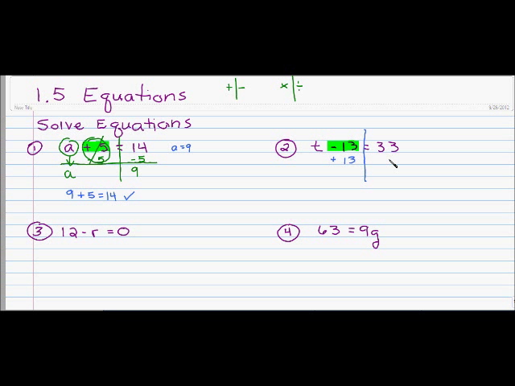What I do to one side, I have to do to the other side. And now I can solve. I did not do anything to the t, my variable, so I bring that down. That's what I'm looking for. Negative 13 and a positive 13 give me a big fat 0, so I don't do anything. And 33 plus 13. 3 plus 3 is 6, and 3 plus 1 is 4.